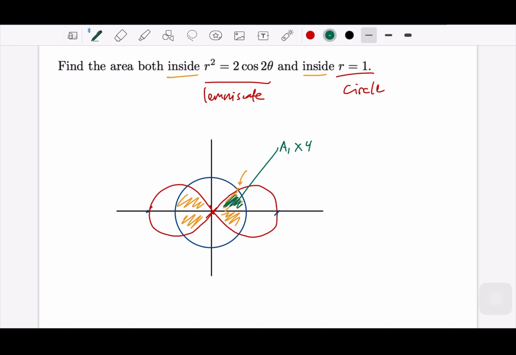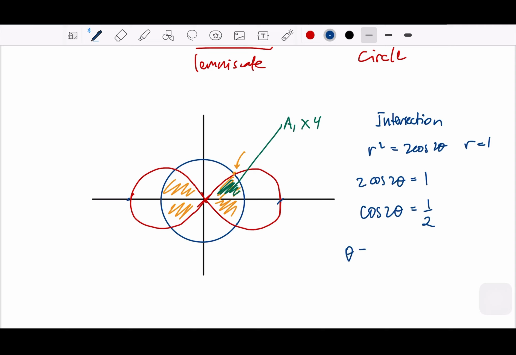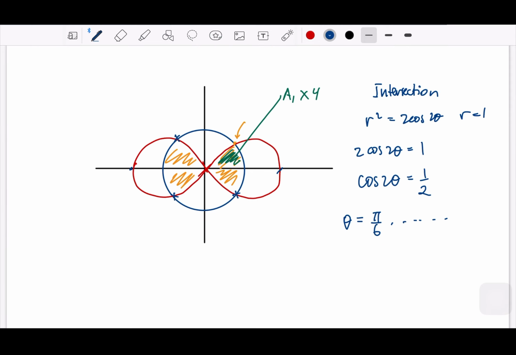Now first, we can evaluate the intersection. What's the angle? So r squared is 2 cos 2 theta and r equals 1. So we can take 2 cos 2 theta equal to 1, so cos 2 theta is half. From here we get that theta is pi over 6, right? There are other 3 points here, but for this calculation we don't really need them, because we can take just one area and then multiply by 4.